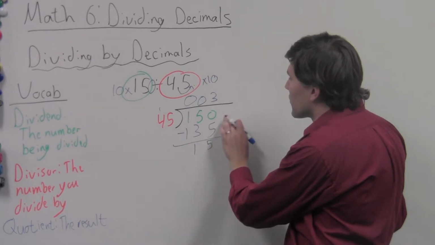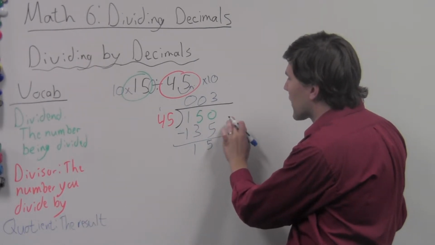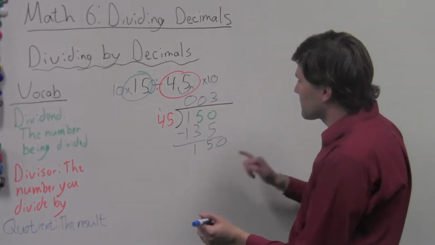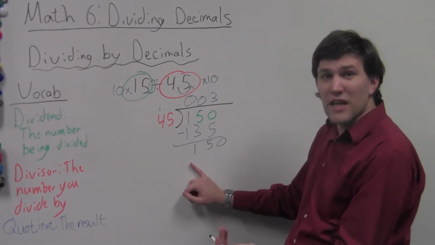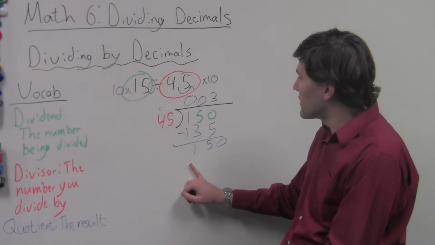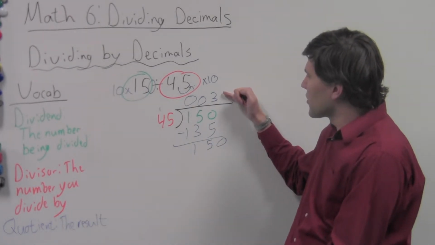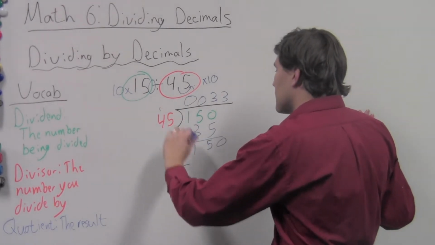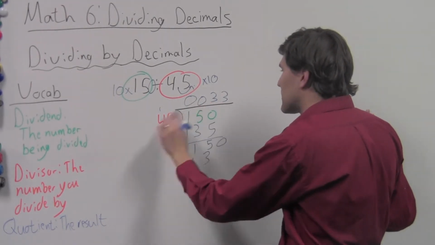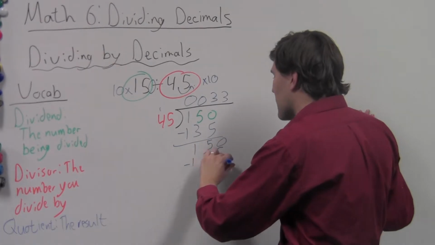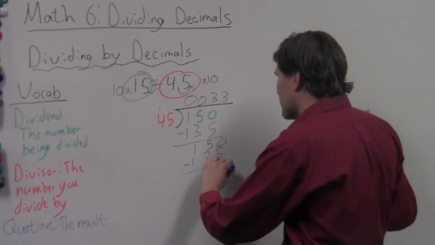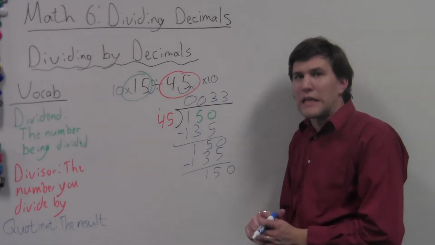At this point, we don't have any more things to carry down. So we're going to have to add a 0. So now, how many times does 45 go into 150? Well, we saw up here that it goes 3 times. So we're going to put another 3. This multiplies 3 times 45 to make 135. And we're left with 15 again.